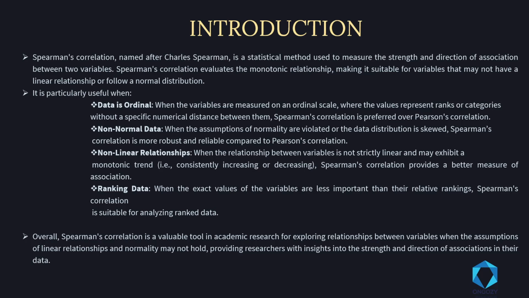What is that? When the assumptions of normality are violated or the data distribution is skewed, then we can also use it for non-linear relationships. What are those? When the relationship between variables is not strictly linear and may exhibit a monotonic trend, that is consistently increasing or decreasing, Spearman's correlation provides a better measure of association. Then you can also use Spearman for ranking data.